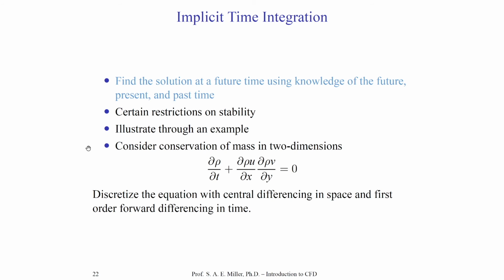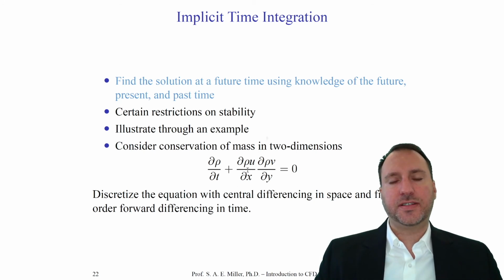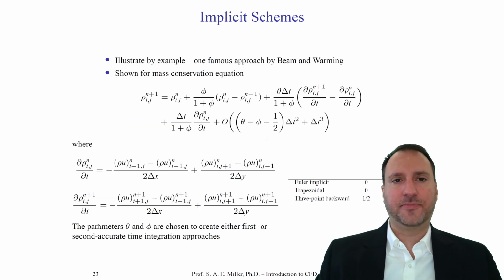Consider the conservation of mass in 2 dimensions. We would have partial rho partial t plus partial rho u partial x plus partial rho v partial y. You can see, unfortunately, I've missed a plus between these 2 terms. I'll correct that in my notes. Now, we will discretize this equation with central differencing for the second and third term in space and first order differencing in time. Let's find out what we have.